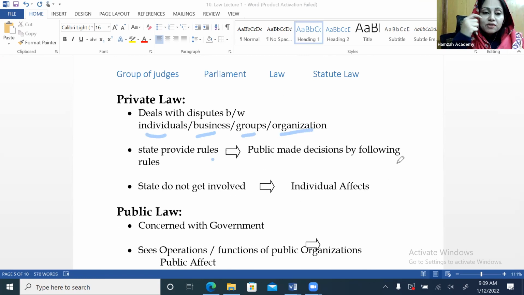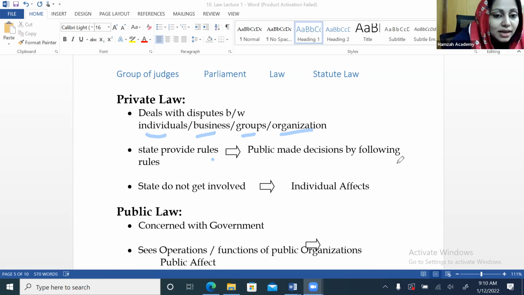Okay. The very first characteristic of private law is it affects individuals, a small group of people. So private law deals with disputes between individuals, businesses, groups, and organizations. The state, the government of the country, provides the rules, and the public, the representative of the public, follows those rules and resolves the disputes. The state, the government, does not get involved directly. Why? Because it only affects a small number of persons, right?